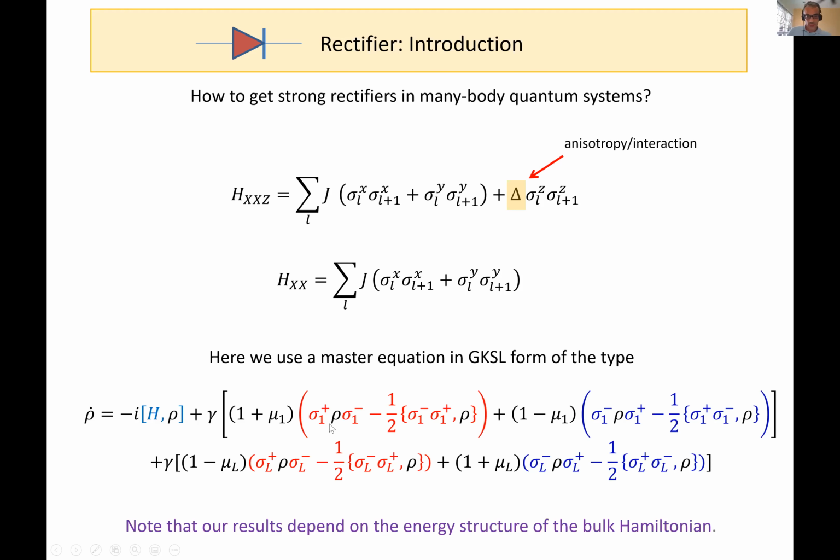The idea of this master equation, though, I should stress a little bit. On one side, you have something that tries to raise the spin and lower the spin with a different rate. This is given by 1 plus mu1 and 1 minus mu1, for the first side. And for the last side, there are also jump operators that try to raise or lower the spin with the coefficients 1 minus mu_L and 1 plus mu_L.